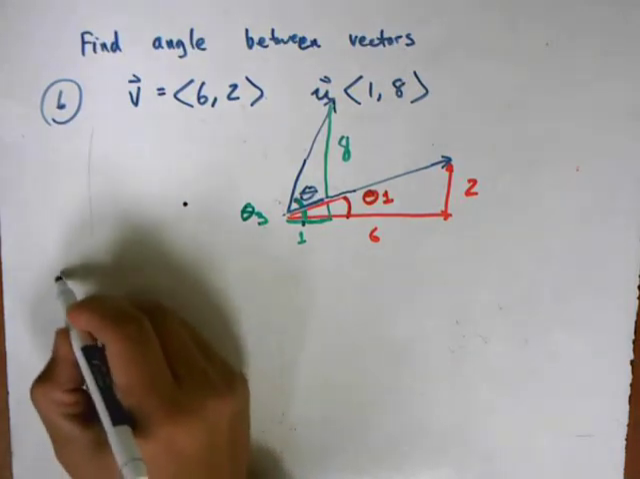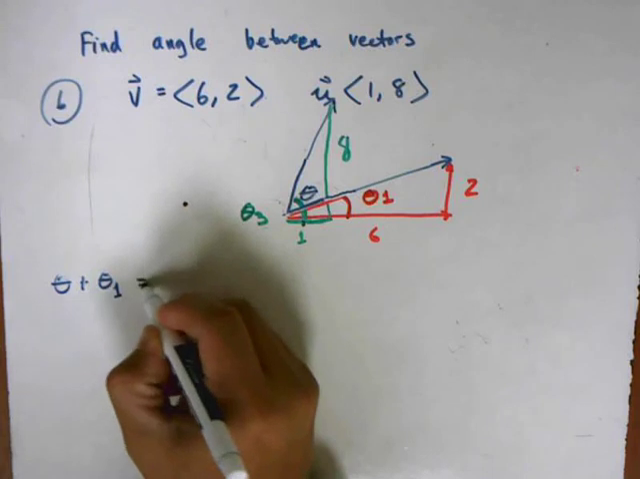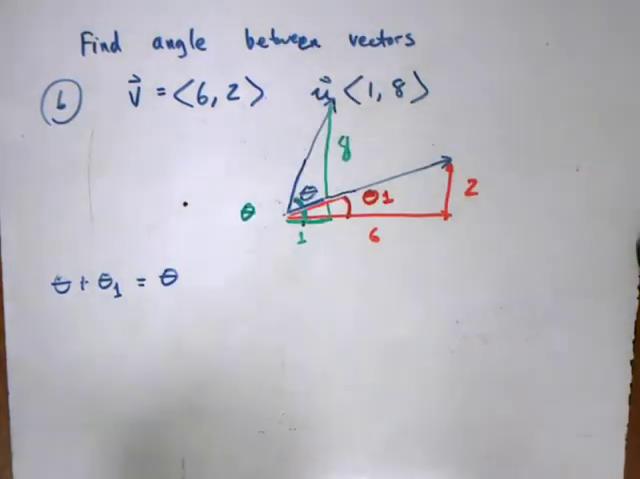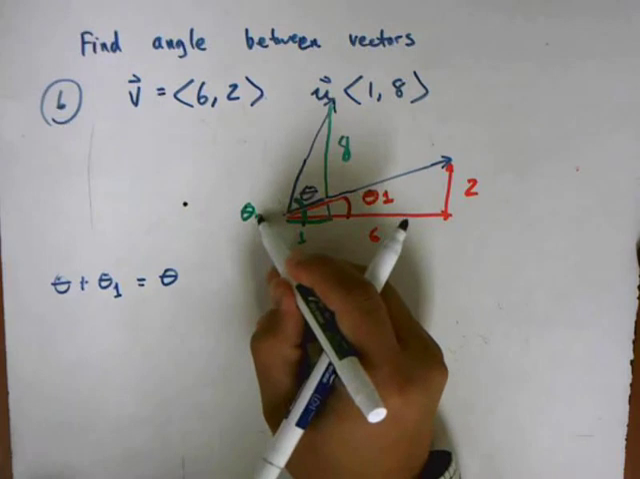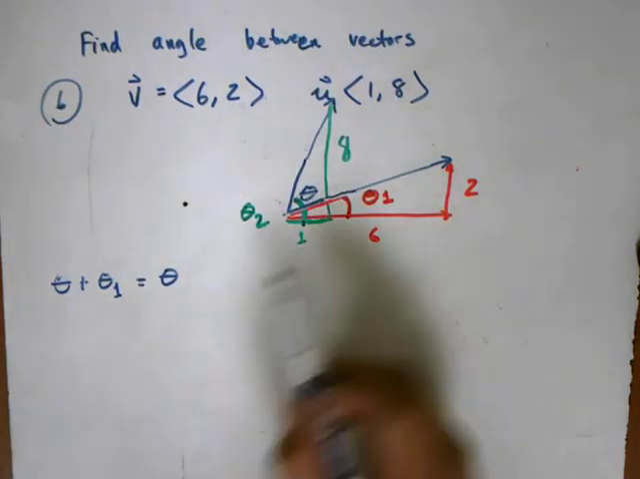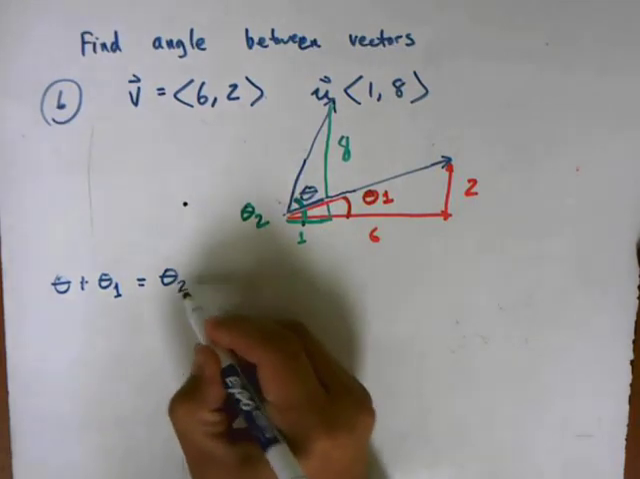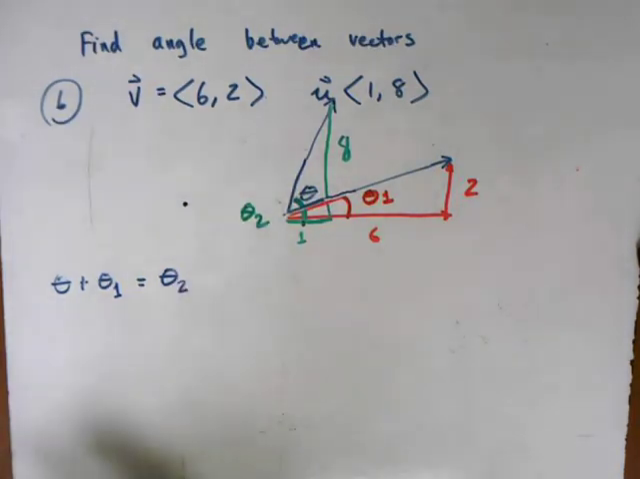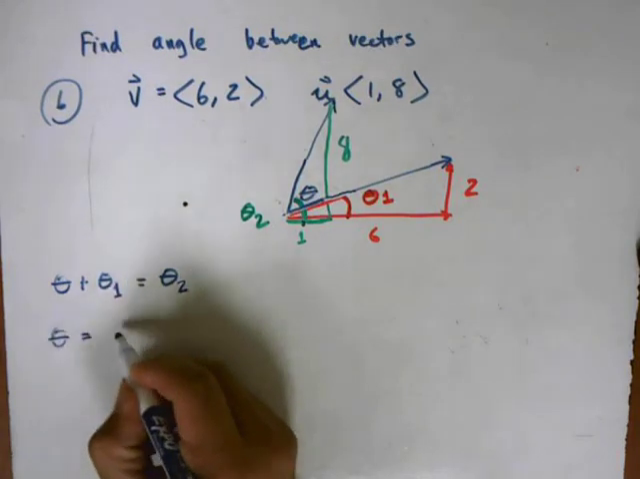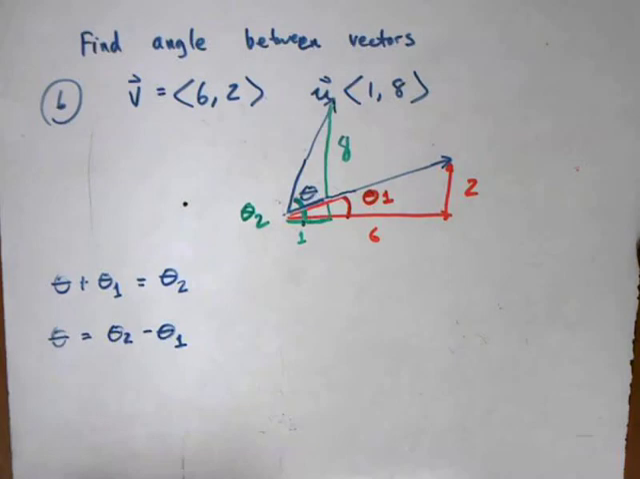So we can see here that theta plus theta 1 is equal to theta, I should call this theta 2. I'm sorry, I don't know why I called this 3. This should be a 2, theta 2. Okay. Theta, the blue angle, plus theta 1, the red angle, is equal to theta 2, the green angle. And again, we're solving for theta. Keep in mind that's our unknown. So theta is going to be equal to theta 2 minus theta 1.